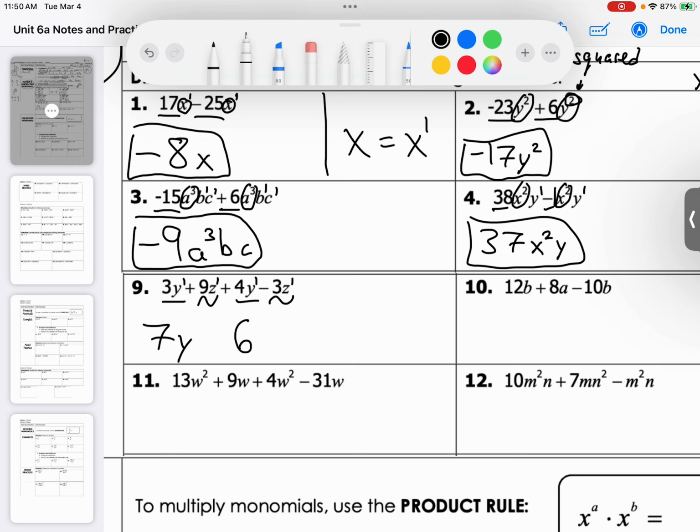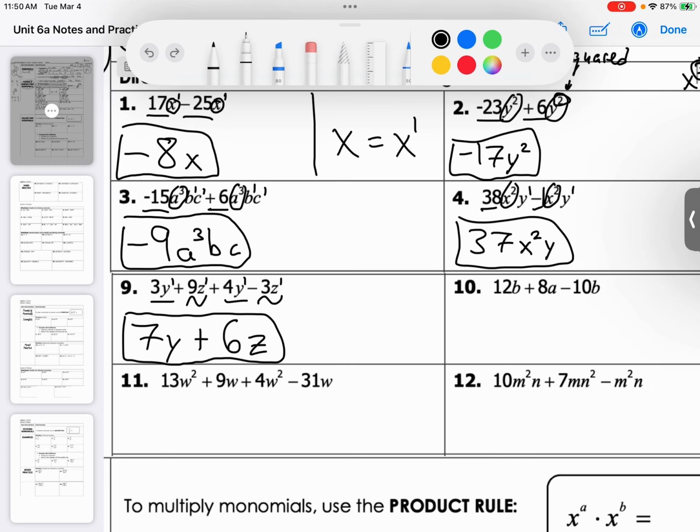9 minus 3 is 6, so that would give me 6z. And since that gives me a positive 6, I'm going to put a plus sign in the middle. So I have 7y plus 6z as my final answer. Now these two can't be combined because they have different variables. The y and the z are not the same, so they can't be combined.